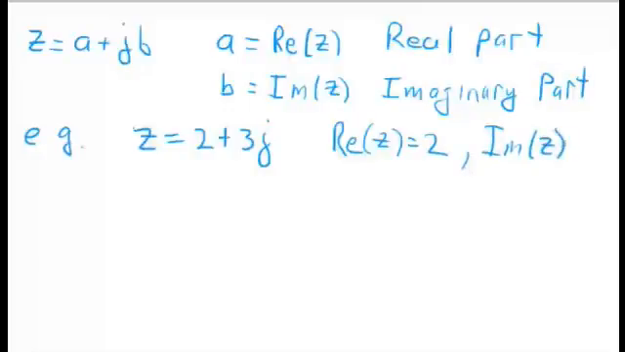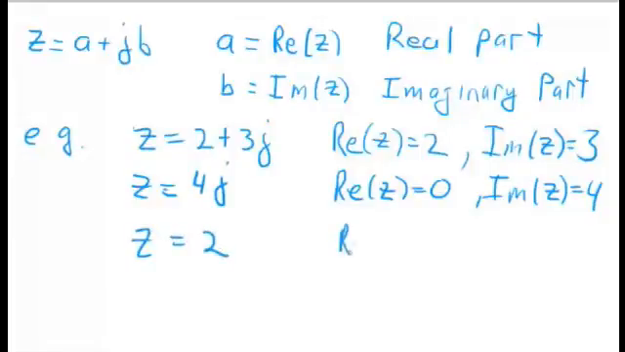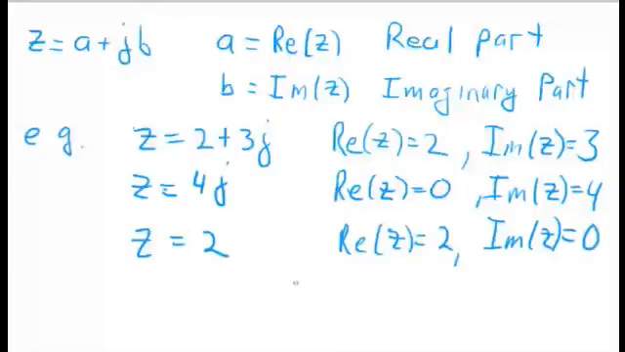If I have Z equals a pure imaginary number, 4J, then the real part of Z is 0, and the imaginary part of Z is 4. If I have Z as pure real, then the real part of Z is 2, and the imaginary part of Z is 0. So a real number has imaginary part 0, and a pure imaginary number has real part 0.